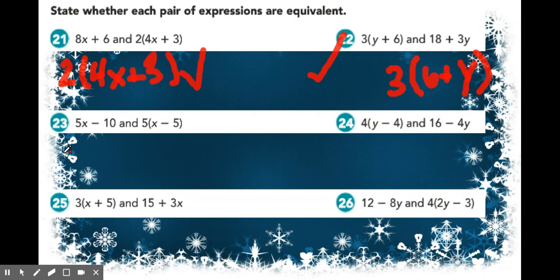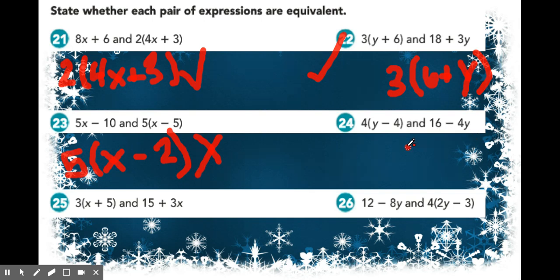5x minus 10, I can go ahead and factor out a 5. 5 goes into 5x, 1x, minus 5 into 10 is 2. This expression looks different than this one, so I know these are not equivalent.